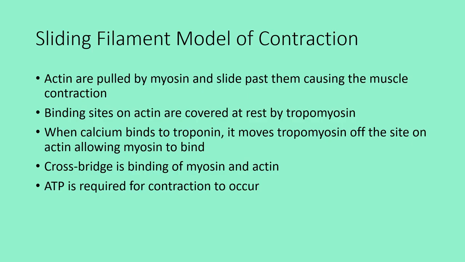The sliding filament model of contraction just says that the actin are pulled by the myosin. They slide past them during muscle contraction. The binding sites on actin at rest are covered by the tropomyosin. When calcium binds to the troponin, it moves the tropomyosin off of that binding site, and you get that cross-bridging, which is the binding. ATP is required for this to occur.